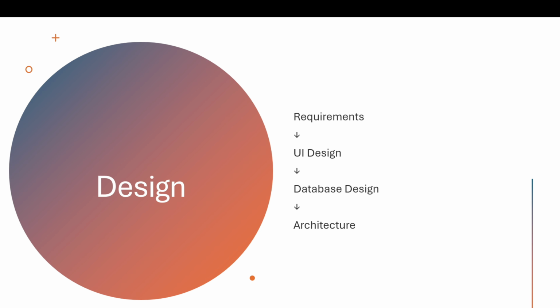This is the second phase, design. Here, from the requirements, we create the UI design, database design, and architecture. The team decides what the application will look like and how different components will work together. So this is like an architect creating a blueprint before building a house. Once the second phase of design is done, we'll move on to the development.